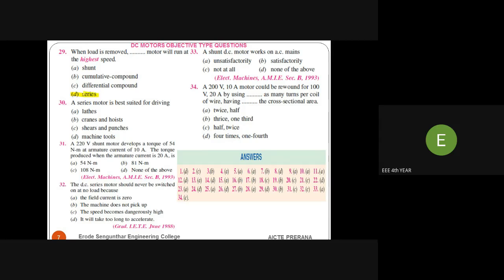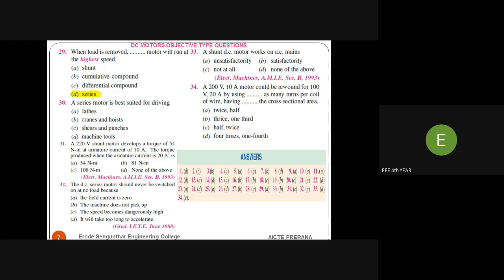Always the DC series motor starts with some mechanical load. The speed of the DC motor is inversely proportional to the flux of a DC series motor. Initially, we have to increase the flux value, which means we have to reduce the speed of the DC motor. In this question, option D is the correct answer.